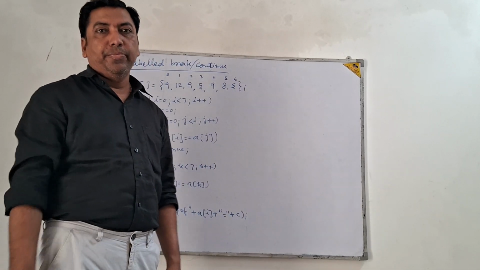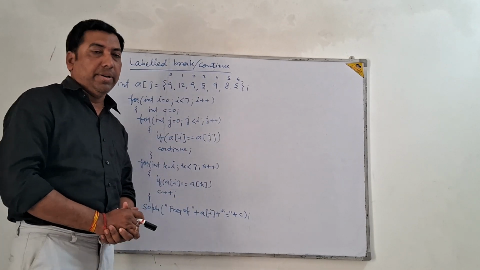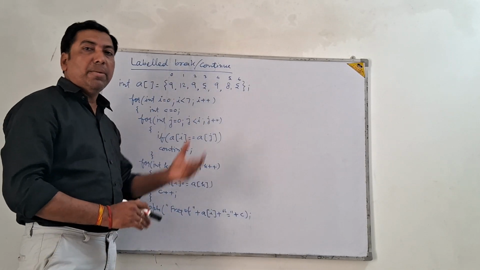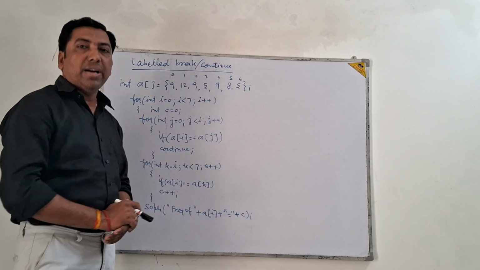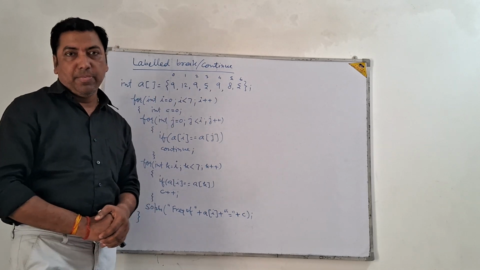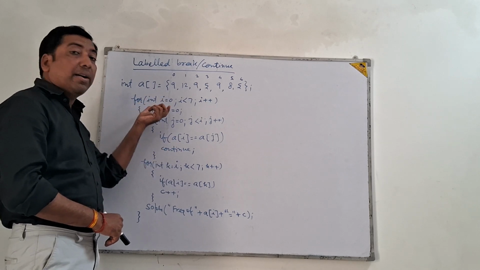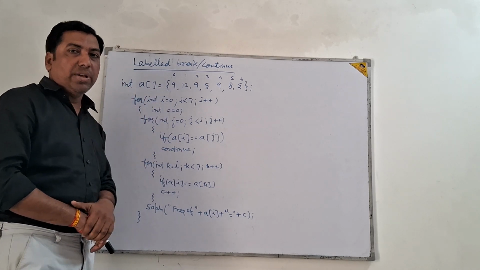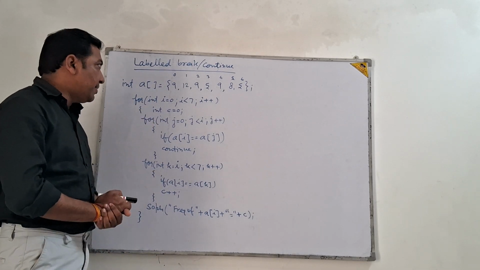Good morning, students. Today we'll discuss labeled break and labeled continue statements. As you know, normal break or continue are both jump statements, and they break or continue the innermost loop. But suppose you are working in a nested loop, and from the inner loop you want to break or continue the outer loop. That time we use labeled break or continue. So we'll see this with an example.